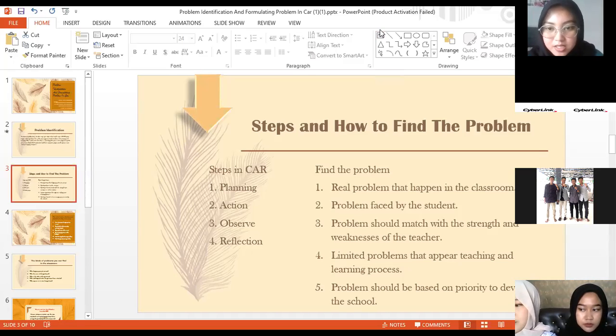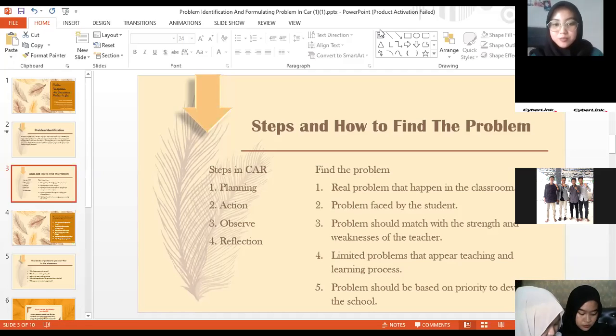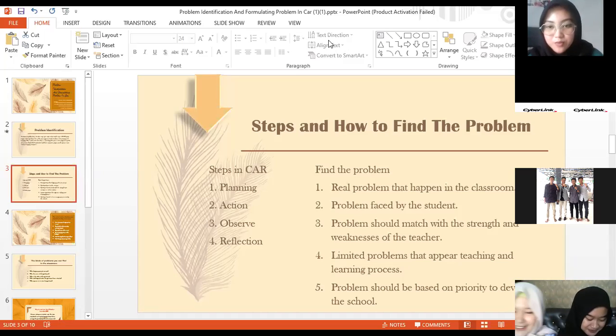The first one, there is a real problem that happens in the classroom. That means if you are going to identify the problems, what is it that you have to identify and what you have to solve during your teaching and learning process. This is classroom action research. So the problem that you take here is based on the teaching and learning process in the classroom. Okay. For the second one, there's a problem faced by the student.